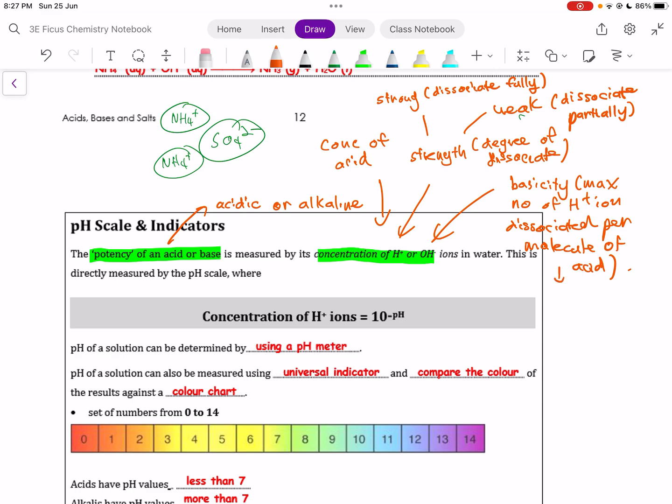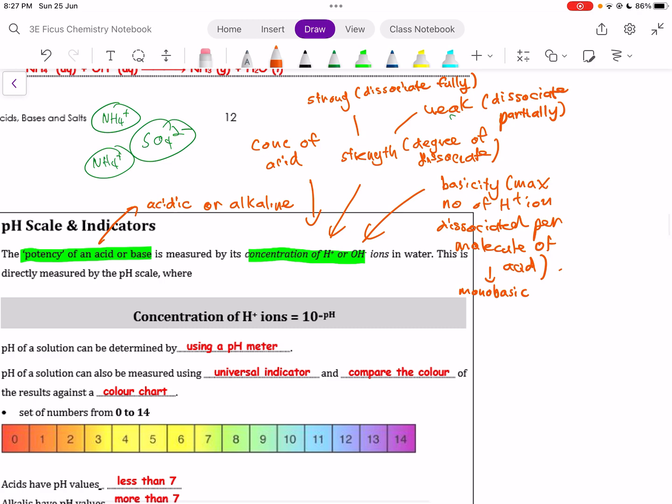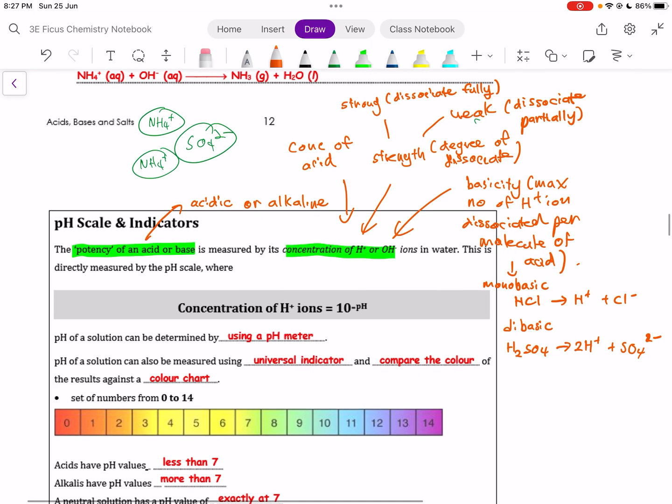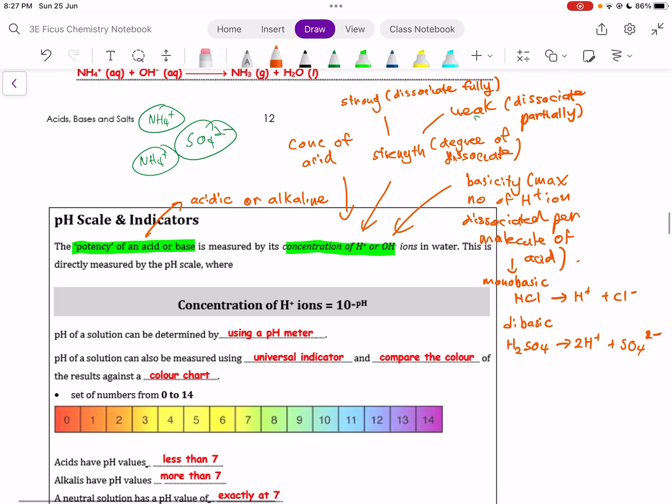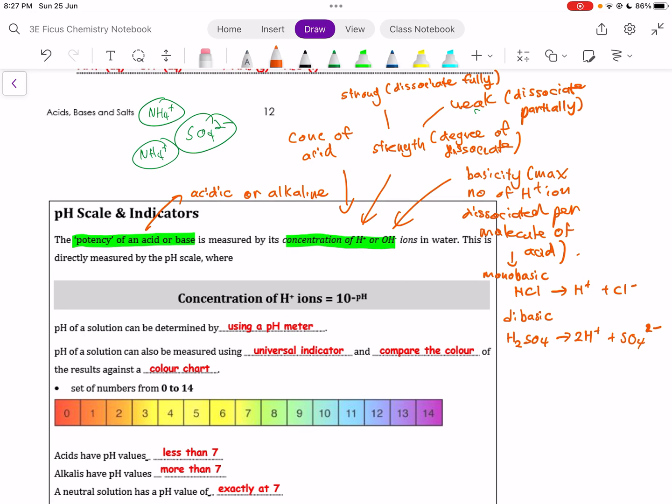Under here you have things like monobasic, which means it can dissociate 1 H plus per molecule of acid. An example is HCl. You also have dibasic, which is your H2SO4. That is 2 H plus per molecule of acid. Then of course you have tribasic, which is not often seen.